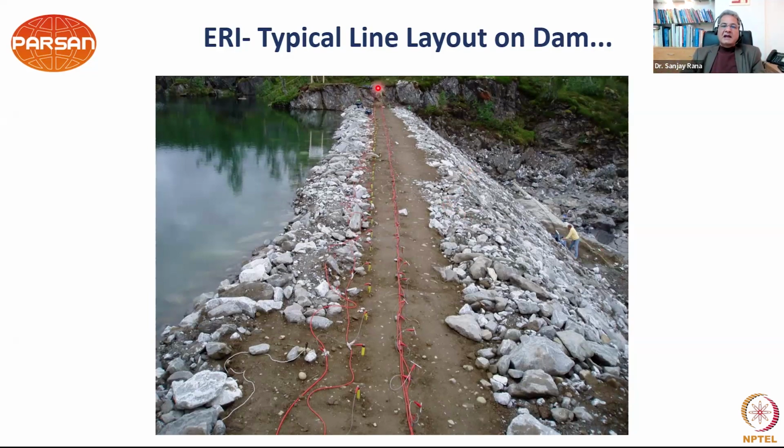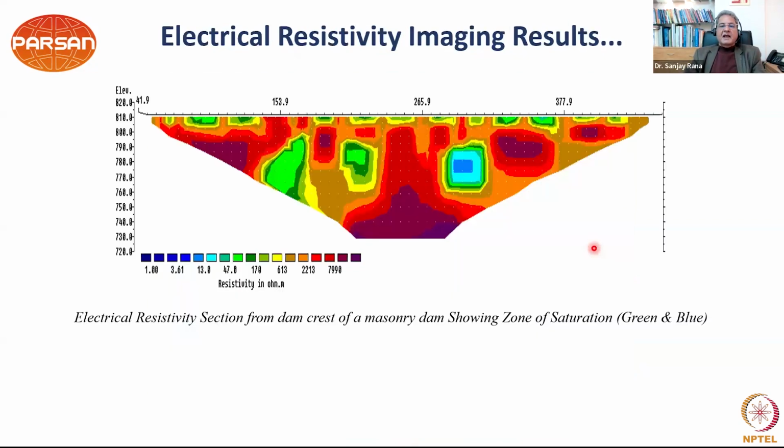So this is how your line is laid out on the dam. Your electrodes are put at a particular spacing all along the dam crest. Here is a person standing, ready to take the readings. And once you take this data and process it, just like in the earlier L section of seismic tomography, where you had a P-wave velocity distribution, in electrical resistivity imaging you have your resistivity distribution.